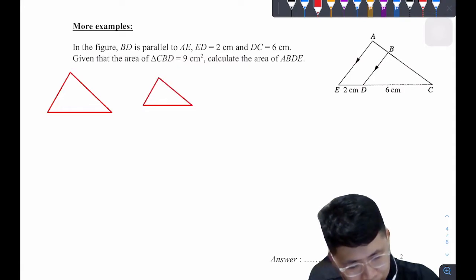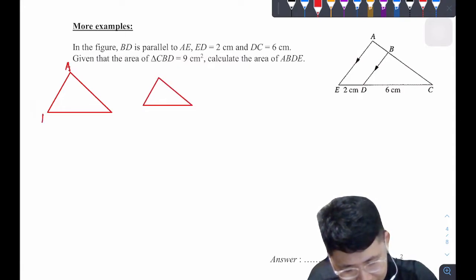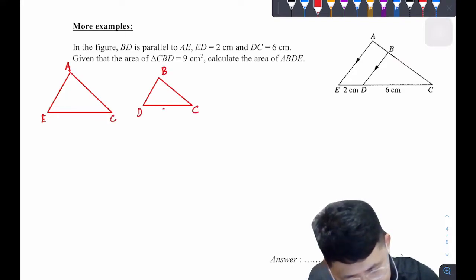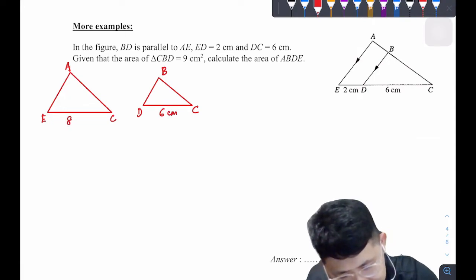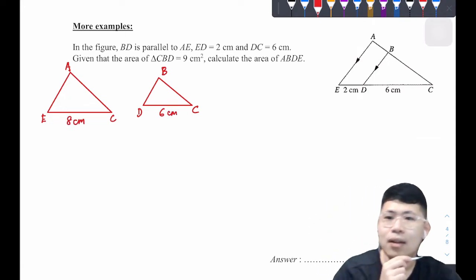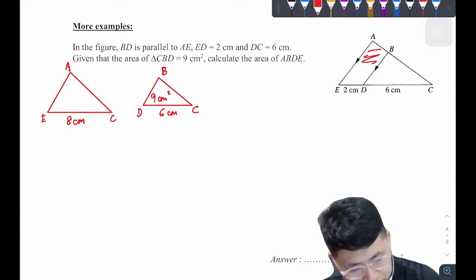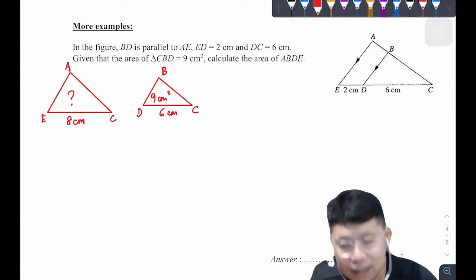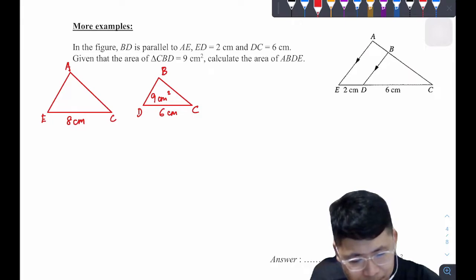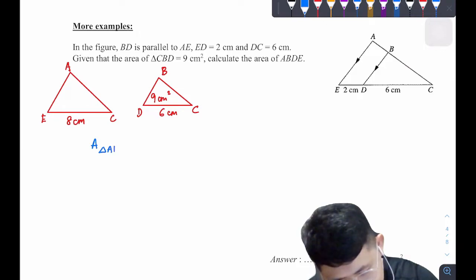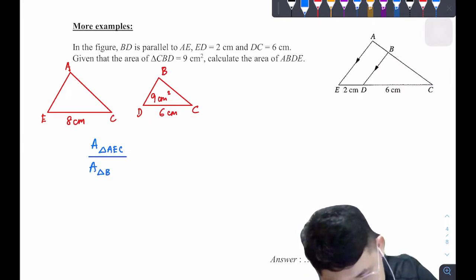Over here I have A, E, and C. I have B, D, and C. Then I have 6 cm over here. Now EC is going to be 8 cm. Agree? And the area of CBD is going to be 9 cm square. In order to look for this area, we first need to find the area of the big triangle. So I'm going to look for the area of triangle AEC, and I want to match it with the area of triangle BDC.